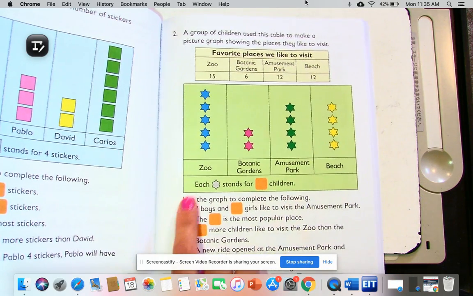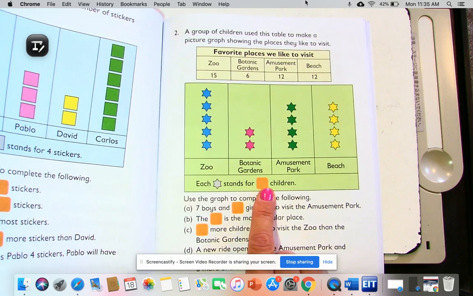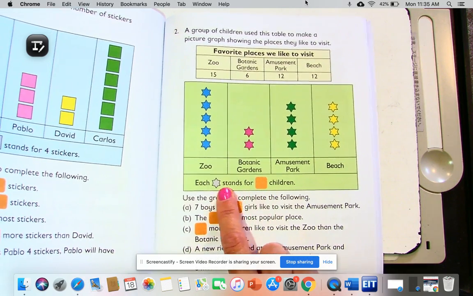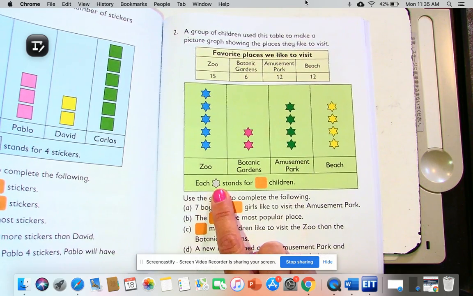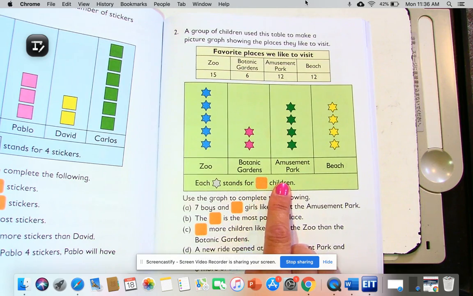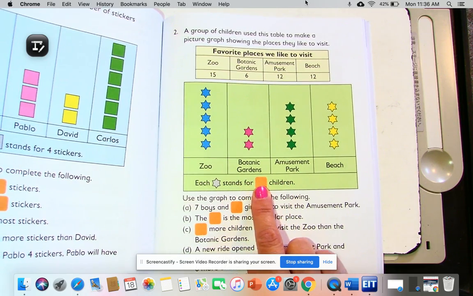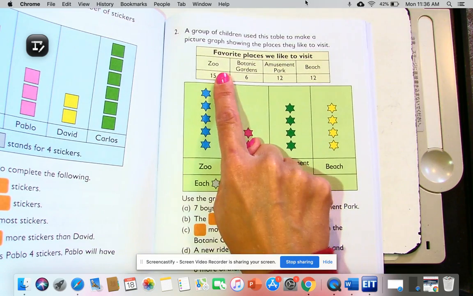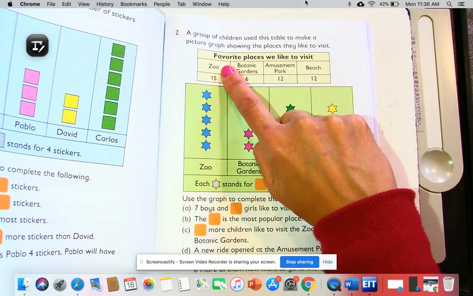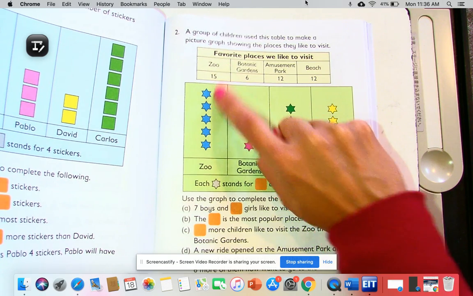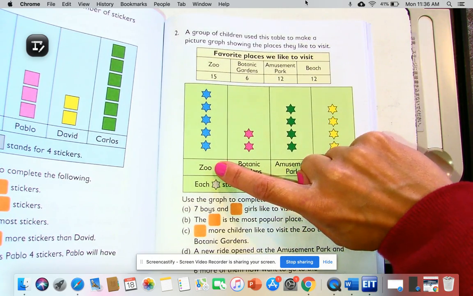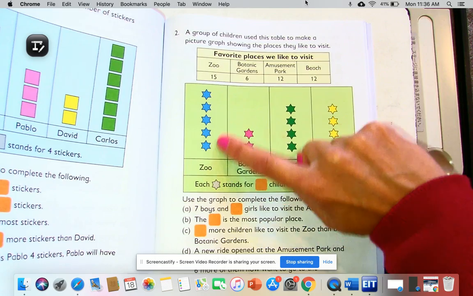And we need to figure out, oh, wait a second, let's look at the key. They haven't given us the number that each of these stars stands for. How can we figure it out? Each star stands for blank children. Well, let's see. Can we use the information on this table up here? We know that 15 children liked going to the zoo. And there are 1, 2, 3, 4, 5 stars that represent kids that like the zoo.